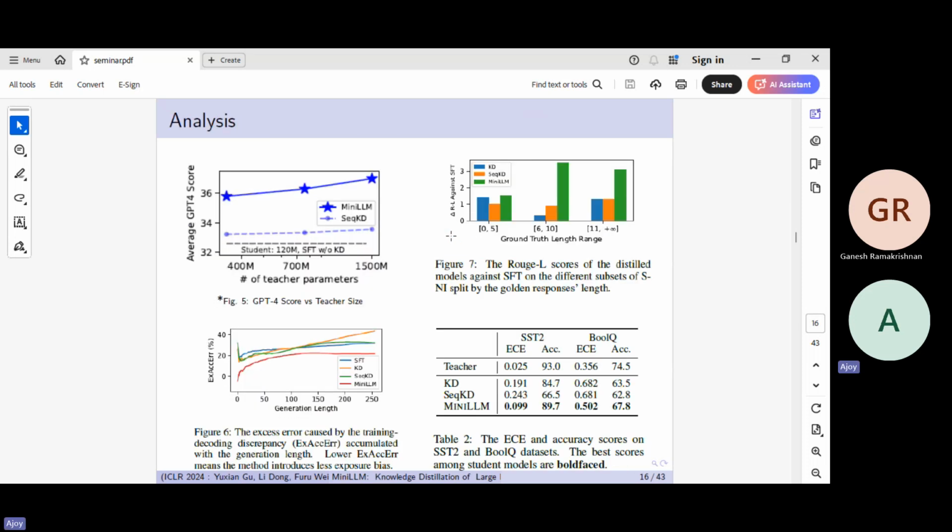Analysis part. The analysis part they distributed in 4 parts. If the teacher size increases, then this MiniLM score also increases. That is one nice difference. And with the length of longer sentences, MiniLM performs better than normal KD and sequential KD. This was a good inference, that over length it is perfect. And this is like bias, exposure bias, and this calibration error.